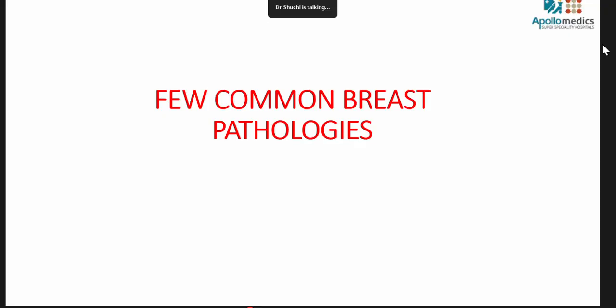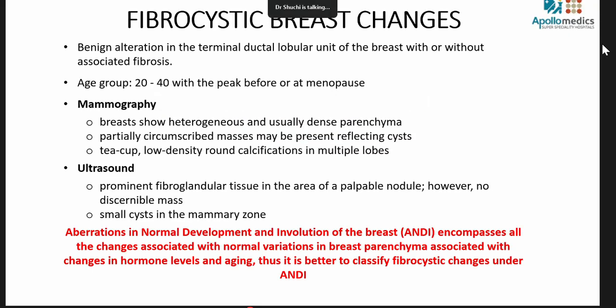Then coming to a few common breast pathologies: fibrocystic breast changes, after fibroadenoma. This is the second most common thing which comes to us. The age group is 20 to 40, with a peak before or at menopause. On mammography you will get heterogeneous and usually dense parenchyma, and a few partially sequestered masses may be there. Then teacup-shaped or low-density round calcifications in multiple lobes, which change position when seen from CC to MLO. On ultrasound, prominent fibroglandular tissue, and some small cysts could be there.